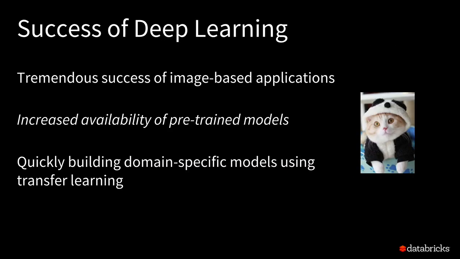So we've seen tremendous success of image-based applications, and this means that there are more pre-trained models out there that you can use freely. And we are able to use these pre-trained models to quickly build your domain-specific models using transfer learning. And that's what we're going to be demoing today, where we're going to use a pre-trained TensorFlow model to quickly generate predictions on whether an object is a vehicle or not, or whether it's a bus, a car, or a truck.